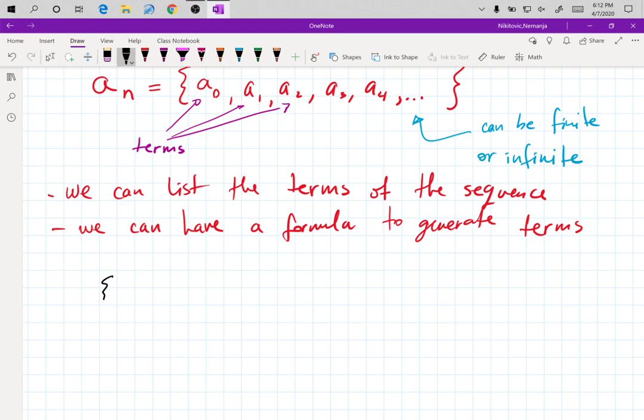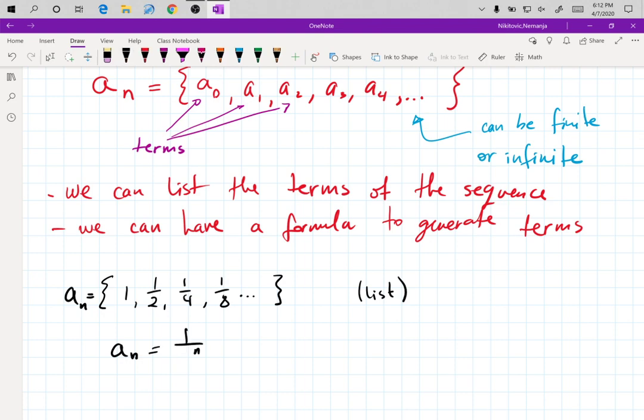Examples. So I can give you a sequence 1, 1/2, 1/4, 1/8, going on forever. So this is if you list them. You can also say a_n equals (1/2)^n, or one over 2 to the n. And that would be with the formula. Both of these are the same.